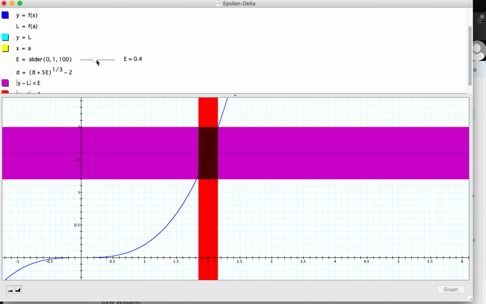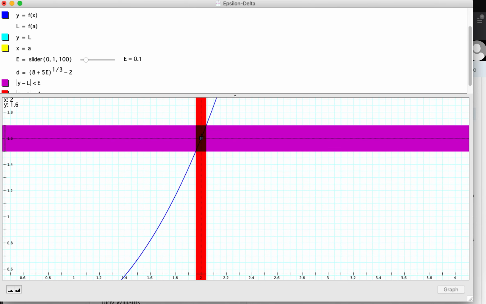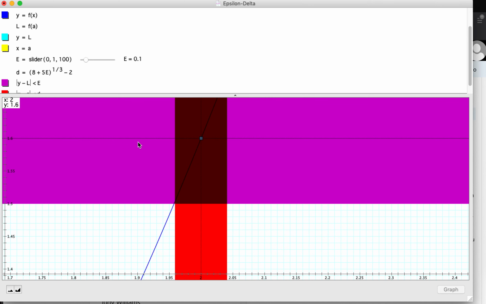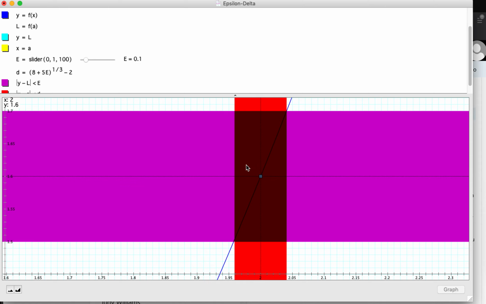Even if I make this smaller, my delta, which is a function of epsilon here, depends on epsilon, is going to shrink down also, so that I'm still within that range. So if we take a closer look at that, we're still right around 1.6, and the values when I'm within this band are going to be close to that. The f of x when x is close to 2 is still going to be within this little band around 1.6.